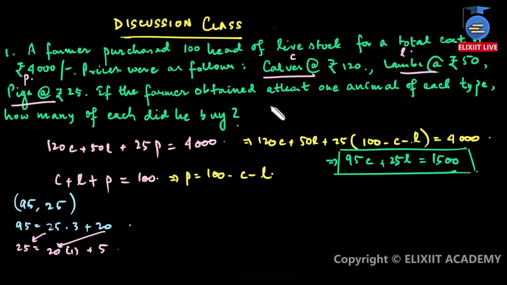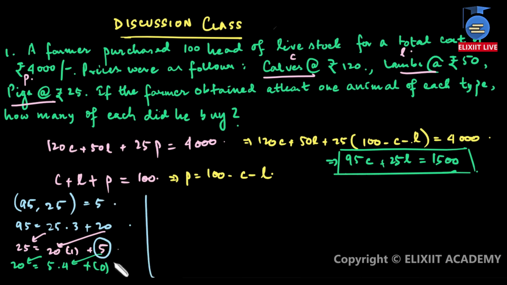So bring this 20 down. The divisor is 5 now, and 20 is a multiple of 5. So 20 is 5 into 4, and the remainder is now 0. So the last non-zero remainder is 5, which means the GCD of 95 and 25 is basically 5. Okay, so now what are you going to do?